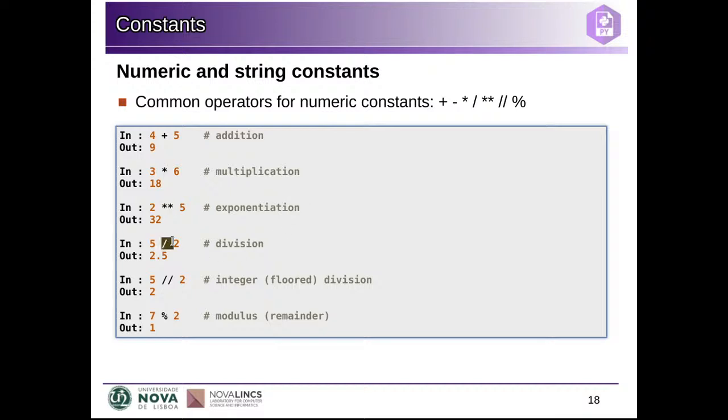Then you have division. This is regular division. You also have integer division. This divides two integers and gives you the integer result of the division, without any fractional part. And you also have this operator, the percentage sign, to get the modulus, which is the remainder of the division. So 7 divided by 2 has a remainder of 1, and you can compute it like this. So there are several operations that you can use for numbers.